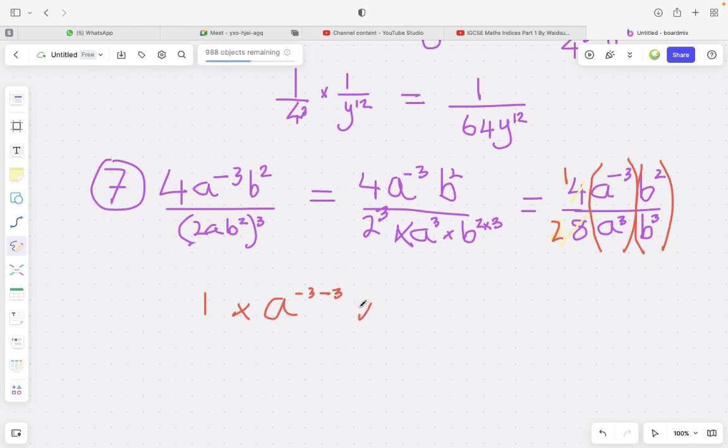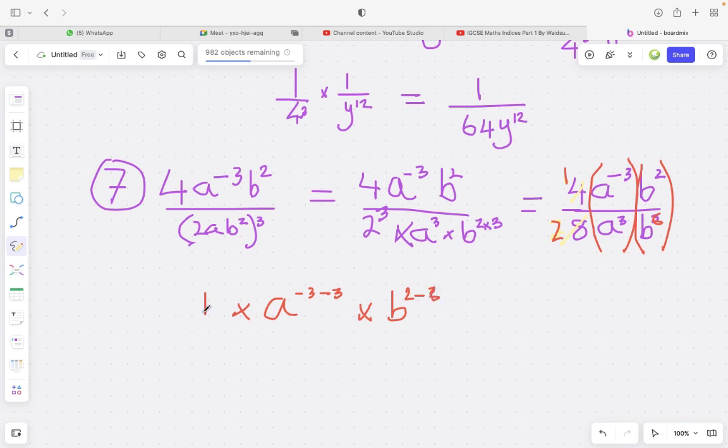Then I'll say times. I do the same to b. I'll apply the second law of indices. I'll say b to the power of 2. The first one is power 2. Then I will not say minus because this is division. In division, by the second law of indices, division becomes minus. So b to the power of 6. This is 6, not 3, because 2 times 3 is 6. So minus 2 minus 6, yes, minus 6 in the power.